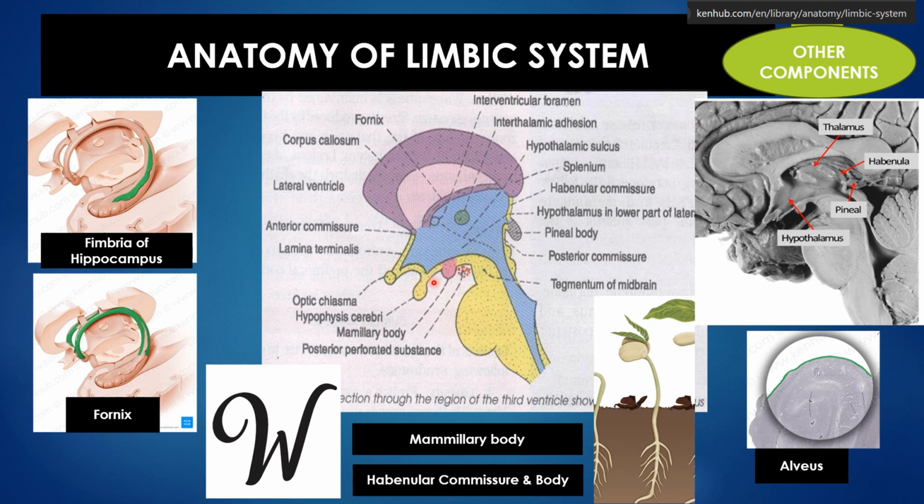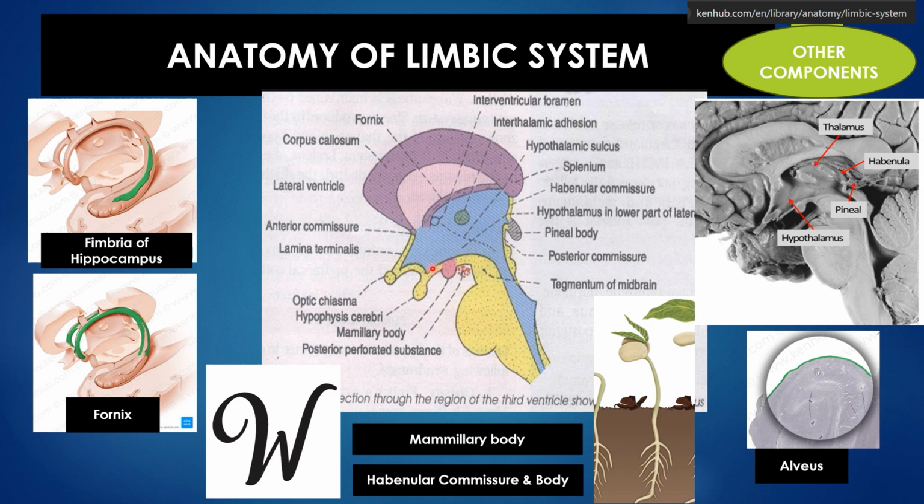This is the mammillary body, and posteriorly what we are able to see, this structure, this is the tuber cinereum. This is also another important structure which is between the pituitary gland and the mammillary body.